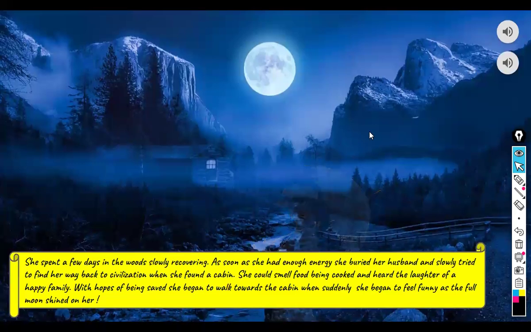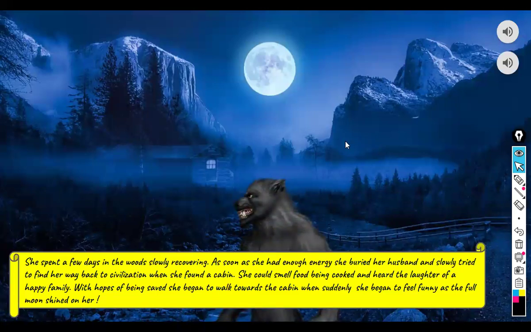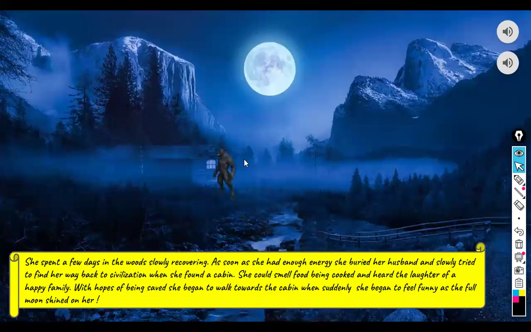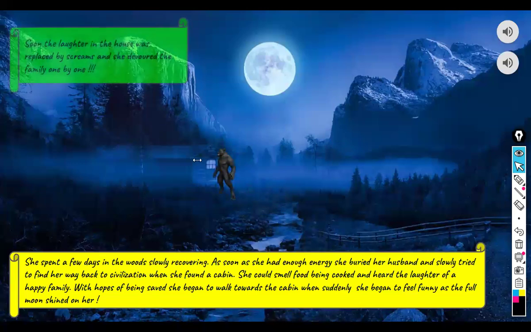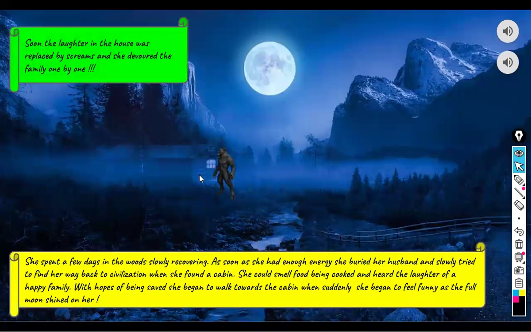And Joanne turns into a werewolf. All right. And she goes into the house, and soon the laughter in the house was replaced by screams. She devoured the entire family. All right. So I guess Joanne has some issues going on with her. She should probably see a psychiatrist.